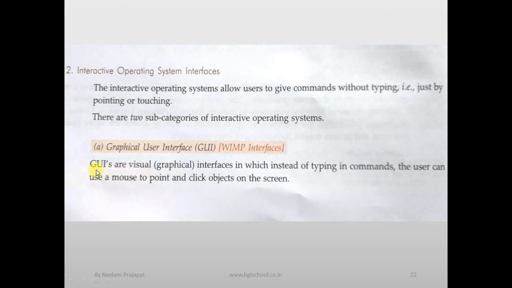Now GUIs are visual, meaning graphical interfaces. Like you can see there are menus, icons, even the mouse pointer we can see. So that is visual, graphical interfaces. The mouse pointer is a graphical interface by which we can simply point at something, or click on something, or drag something. So instead of typing commands, the user can use a mouse to point and click objects on the screen.